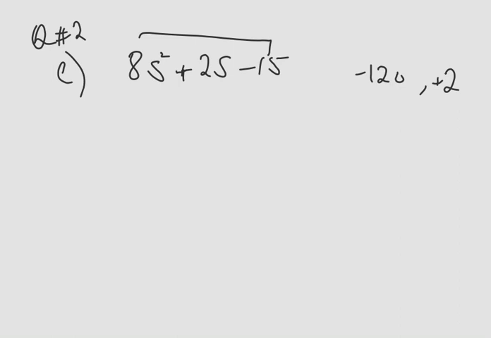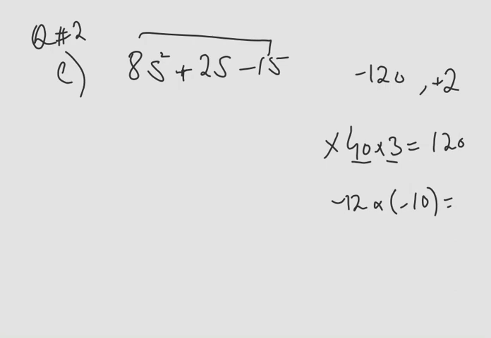So let us consider two numbers, 40 multiplied by 3. This is equal to 120. 40 plus 3 doesn't give us plus 2, and 40 minus 3 also doesn't give us plus 2. So this is wrong. The correct numbers here are minus 12 multiplied by minus 10. Now minus multiplied by minus is plus, and 12 multiplied by 10 is 120. But we need minus 120, so we will change the sign. We will put minus 12 multiplied by 10. So minus 12 multiplied by 10 is minus 120.